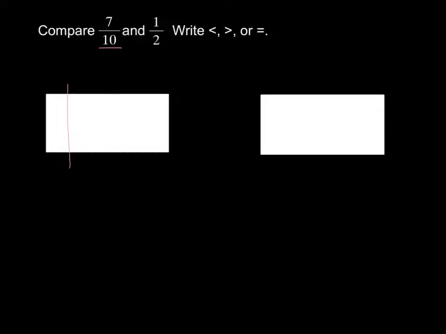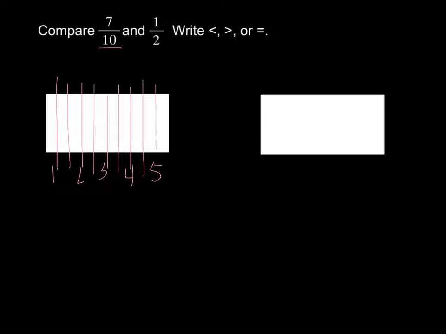All right, so 1, 2, 3, 4. I need to make 4 cuts to make 5 pieces. 1, 2, 3, 4, 5. Okay, and the reason why I chose 5 is because that's a lot easier to eyeball than 10. Now I just need to cut all these in half. 1, 2, 3, 4, 5. Now I should have 10. 1, 2, 3, 4, 5, 6, 7, 8, 9, 10. And again, I'm not counting the lines, I'm counting the pieces.